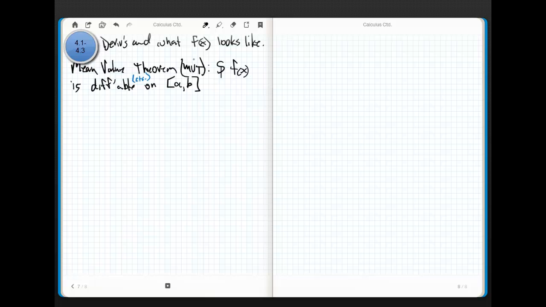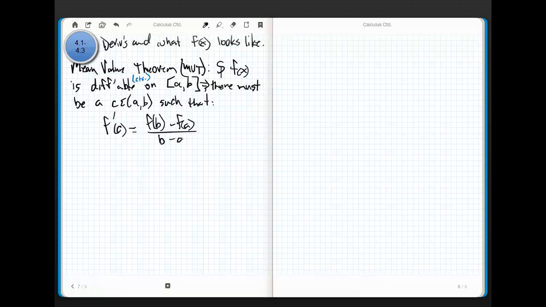But we need a little bit more moxie here, okay? So we've got this continuously differentiable function on a closed interval from a to b. All right, then there must be, let's put an implies arrow here, there must be a c in the open interval from a to b such that f prime of c equals f of b minus f of a over b minus a.